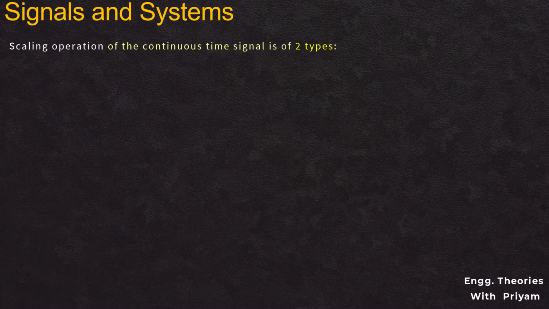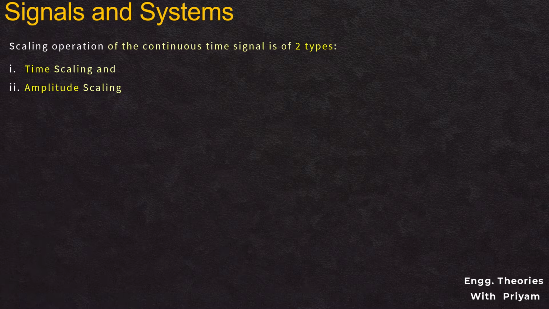In this lecture of signals and system, we are going to discuss amplitude scaling of the continuous time signal. Scaling operations of the continuous time signal are mainly of two types: time scaling and amplitude scaling. We have already seen time scaling of the continuous time signal in the previous lecture. In this lecture, we are going to see amplitude scaling of the continuous time signal.